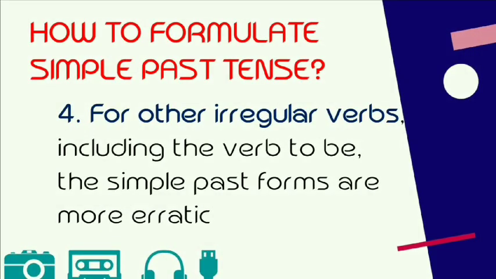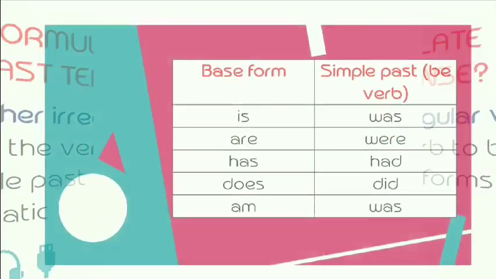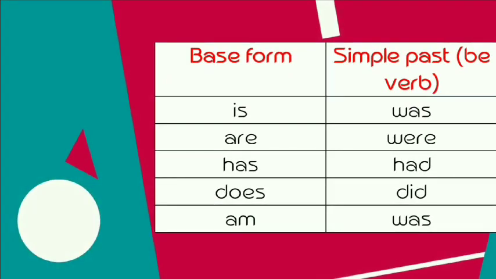Another. For irregular verbs, including the verb to be, the simple past forms are more erratic. Example, in the base form we have is. When we have the simple past, we have was. Are will be were. Has would be had. Does will be did. Am will be was.